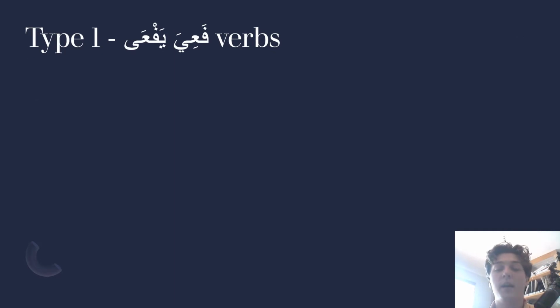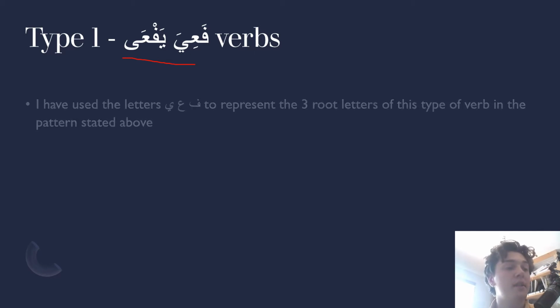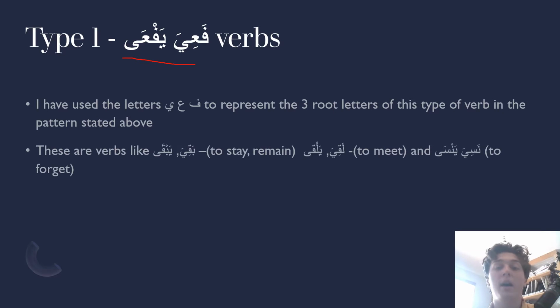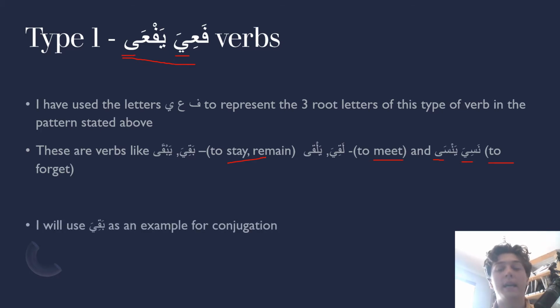Type 1 is what I like to call fa'iya yaf'a verbs. And I've used the letters f, a, and ya to represent the three root letters of this type of verb in the pattern stated above. So these are verbs like baqiya yabqa, laqiya yalqa, and nasiya yansa, and I've given you the meanings just here. And as you can see, they all have this ya in their perfect and the alif maksura ending in their imperfect. Now, I will use baqiya as an example for this conjugation.